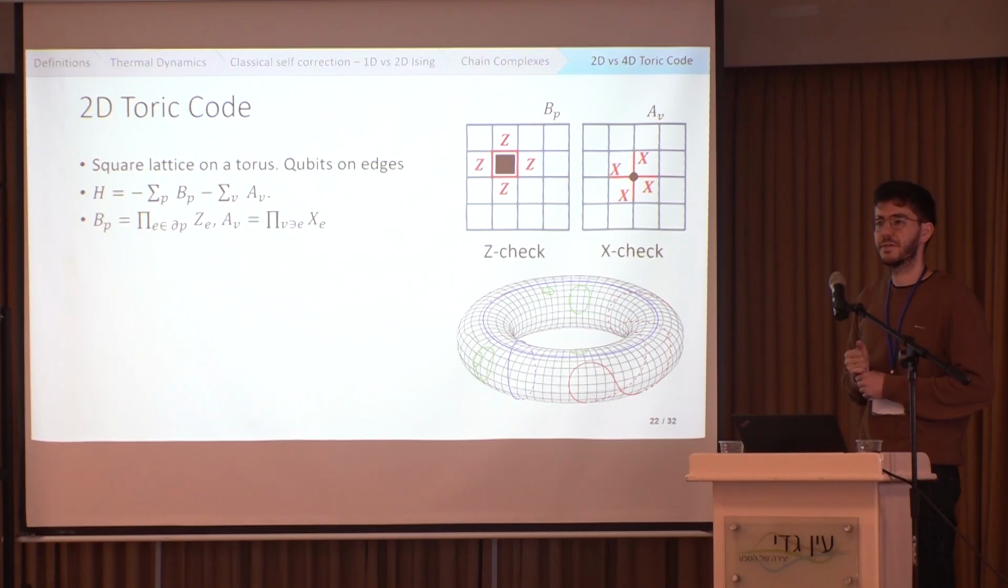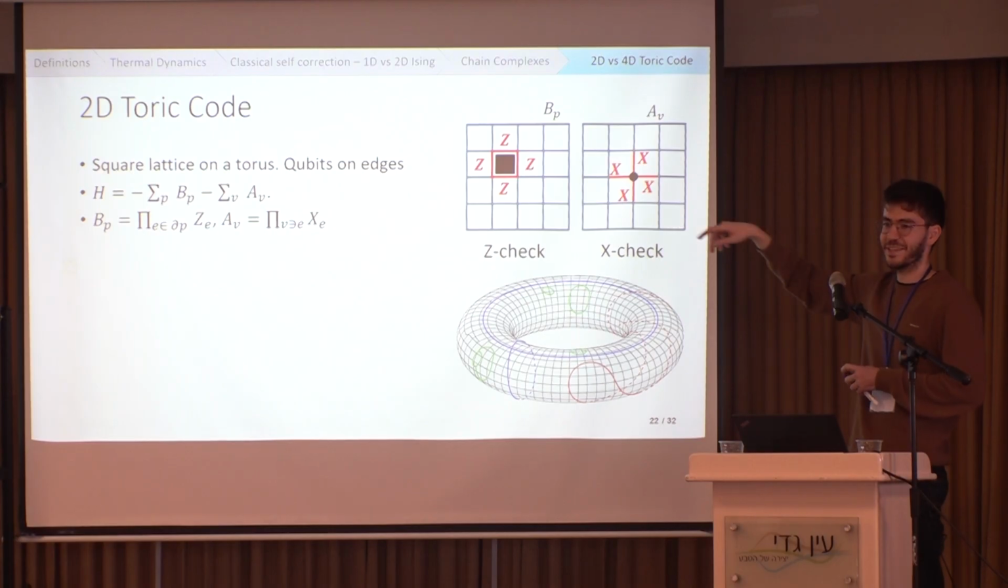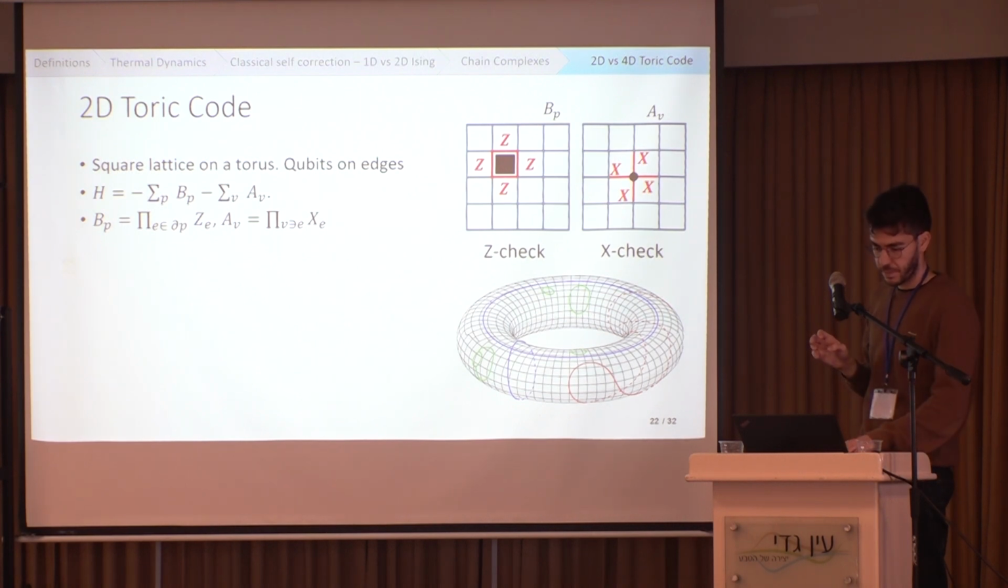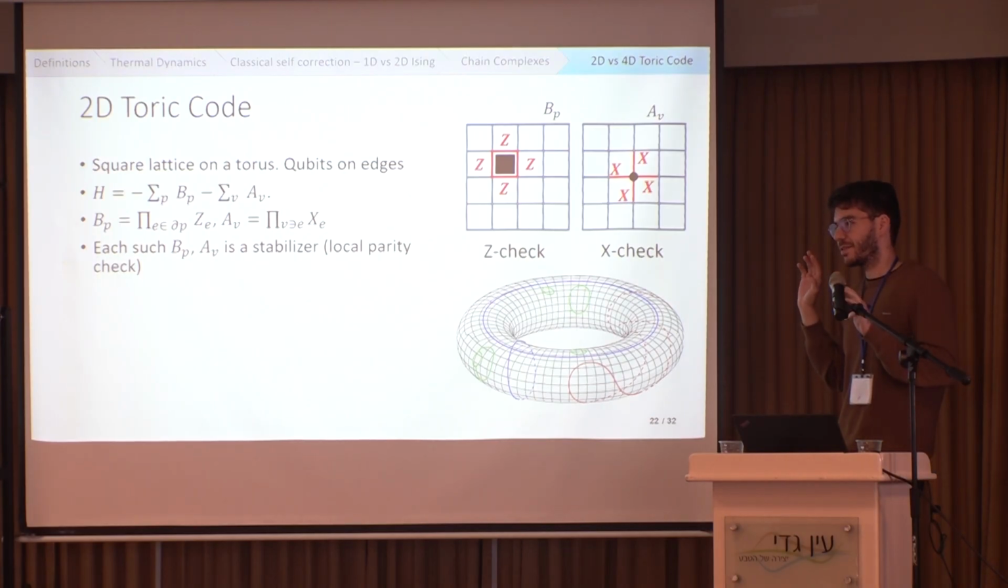Maybe say out loud about the bits now on the edge. Yes, in the 2D toric code, the qubits sit on the edges. And now it's qubits and not spins, not bits. So it's like in the 1D Ising model where the bits were sitting on the edges also.